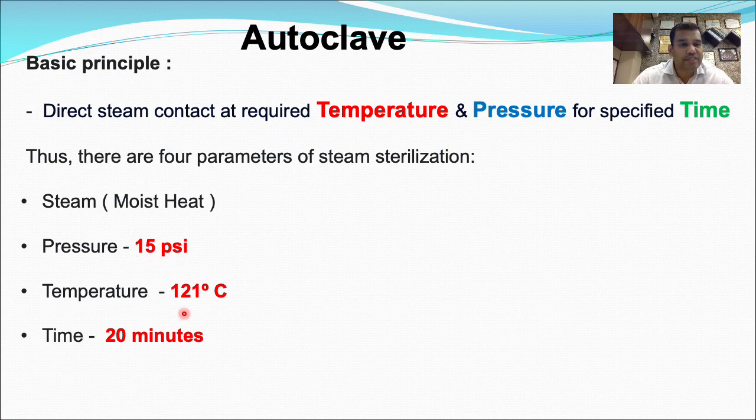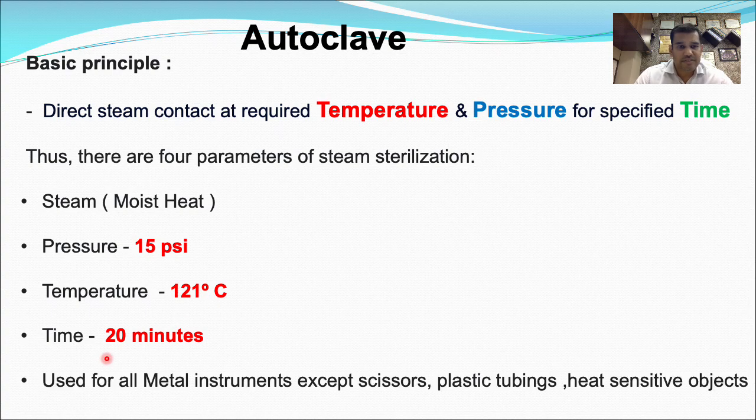The temperature that has to be achieved is 121 degrees Celsius. So this is beyond the water boiling point, that is more than 100. So 121 degrees Celsius, and the time is also very important, at least 20 minutes. If you use all these four parameters for sterilization, you will achieve sterilization by autoclaving. One is moist heat, second is the pressure, that is 15 pascals, third is temperature, 121 degrees, and time is 20 minutes.